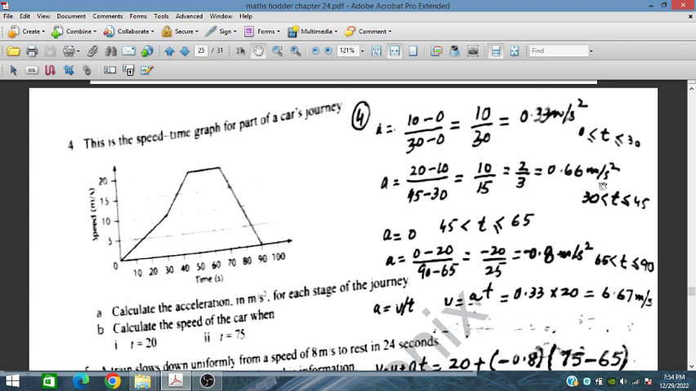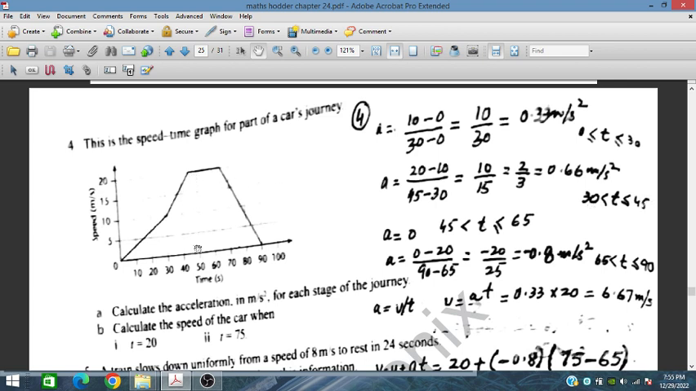For this 30 to 45 we have this 10 to 20, so the initial speed was 10 at this time, 30, and at 45 its speed was 20 meters per second. So the change in speed from 10 to 20, so 20 minus 10, and the time duration is 45 minus 30, so that is 15 seconds. So 10 upon 15, 2 upon 3 is 0.66 meters per second square for the duration of 30 to 45 seconds.